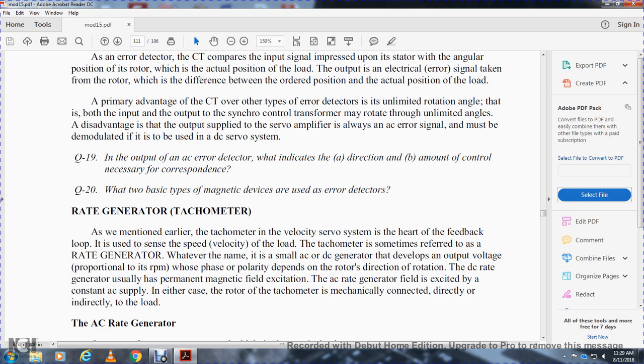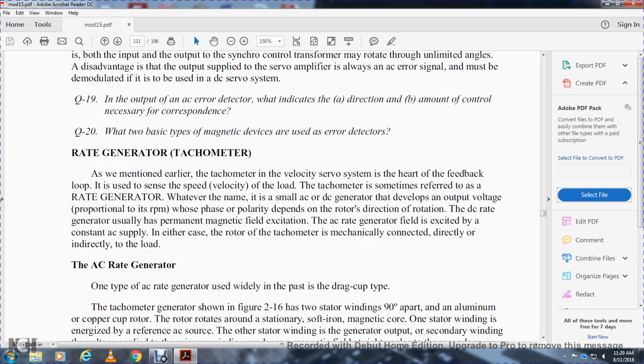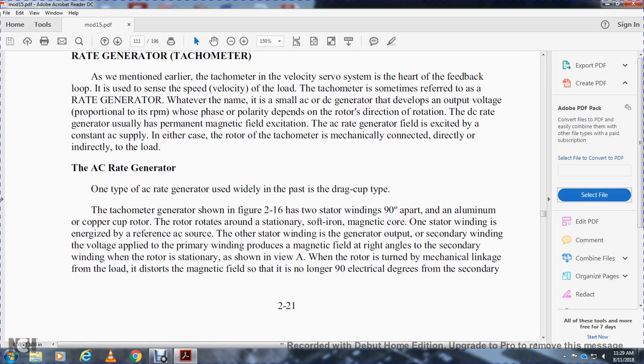The AC rate generator field is excited by a constant AC supply, with the rotary tachometer mechanically connected directly or indirectly to the load. One type of AC rate generator which is widely used is the drag cup tachometer generator, shown in the figure, with two stator windings 90 degrees apart, and an aluminum or copper cup rotor rotating around the stationary soft iron magnetic core. One stator winding is the reference for the AC source, and the other stator winding is the output, the secondary winding.